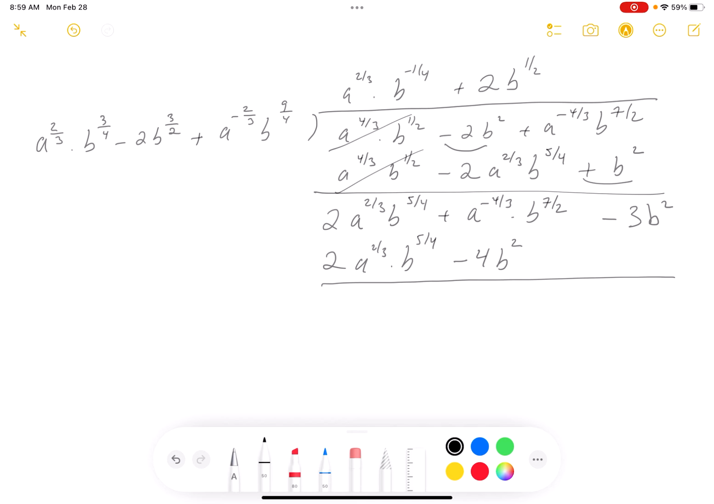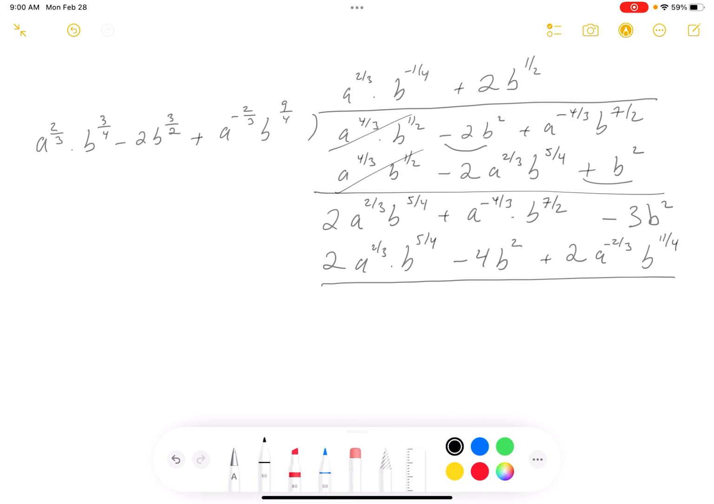All right, let's make sure I did that right. Minus 4. Yeah, I did okay. Let's move on to the next term. That's going to be plus 2 a to the minus 2/3. And then it's going to be, what, 9/4 plus 2 quarters, 11 quarters.